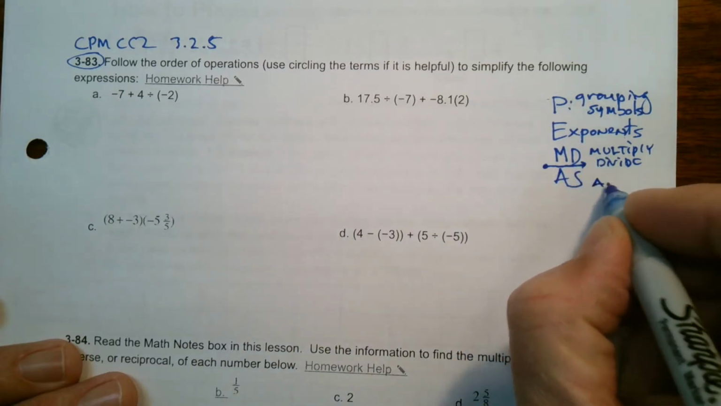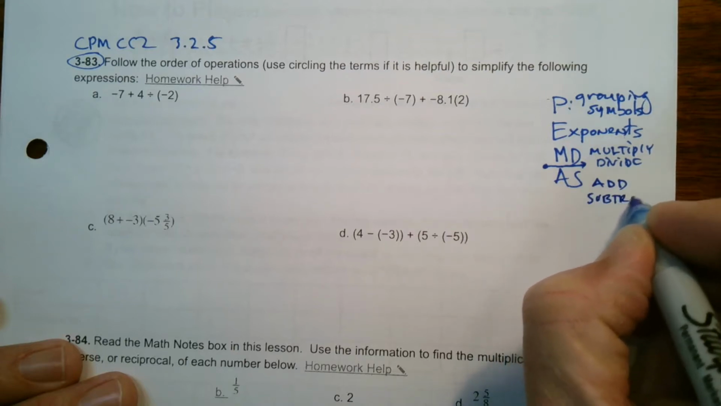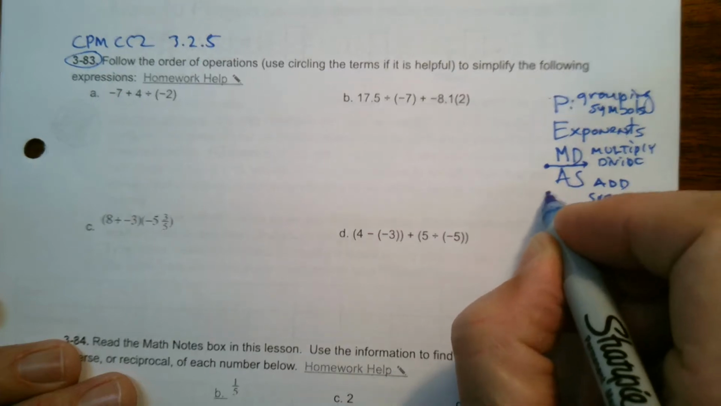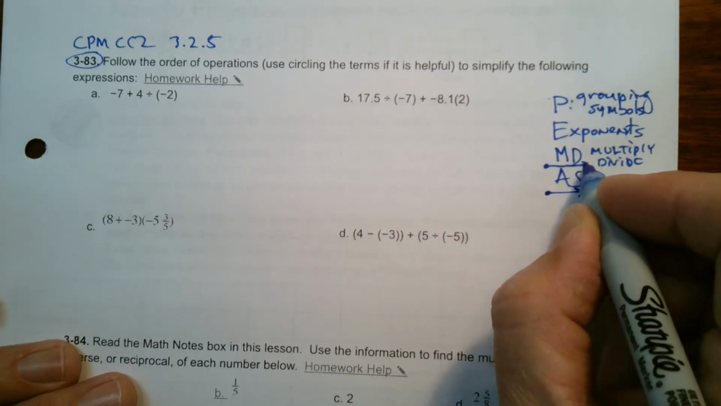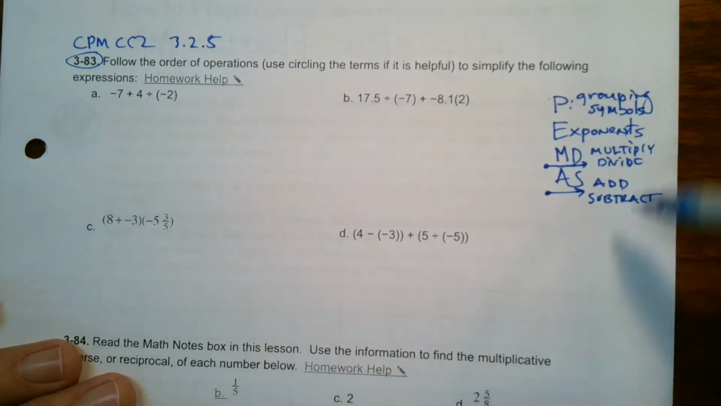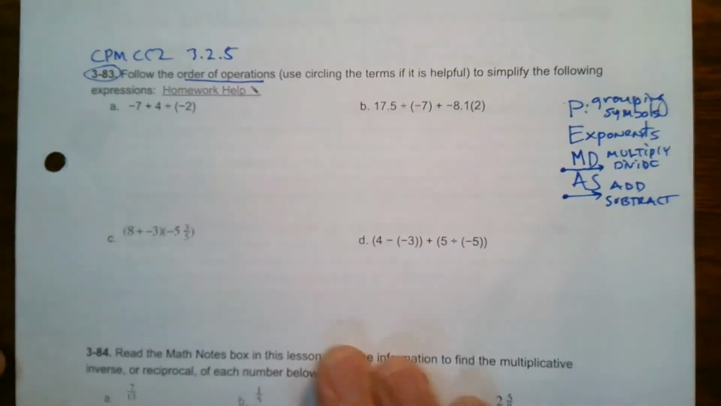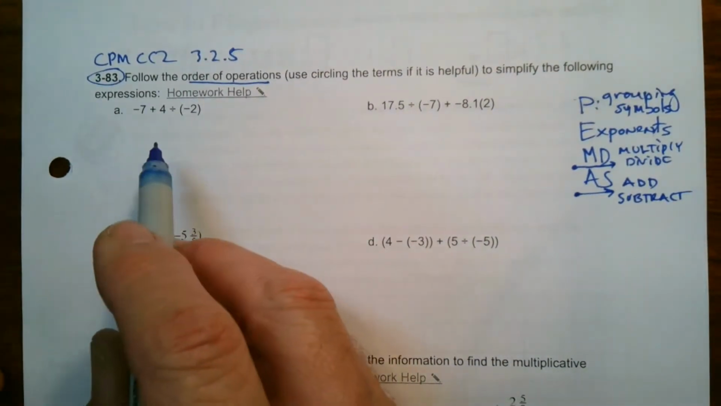And then that's the same thing with add and subtract, which would be next. Again, that's from left to right. If subtract is first, I do that. If add is first, I do that. All right, so that's my order of operations. So let's take these problems on and figure that out.